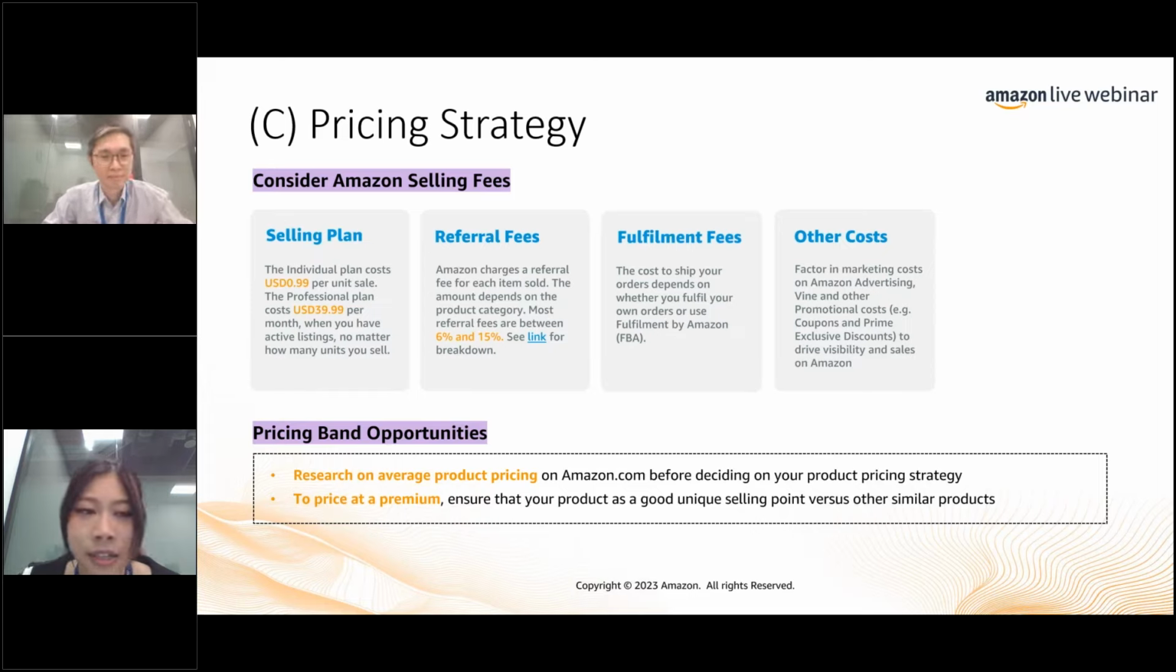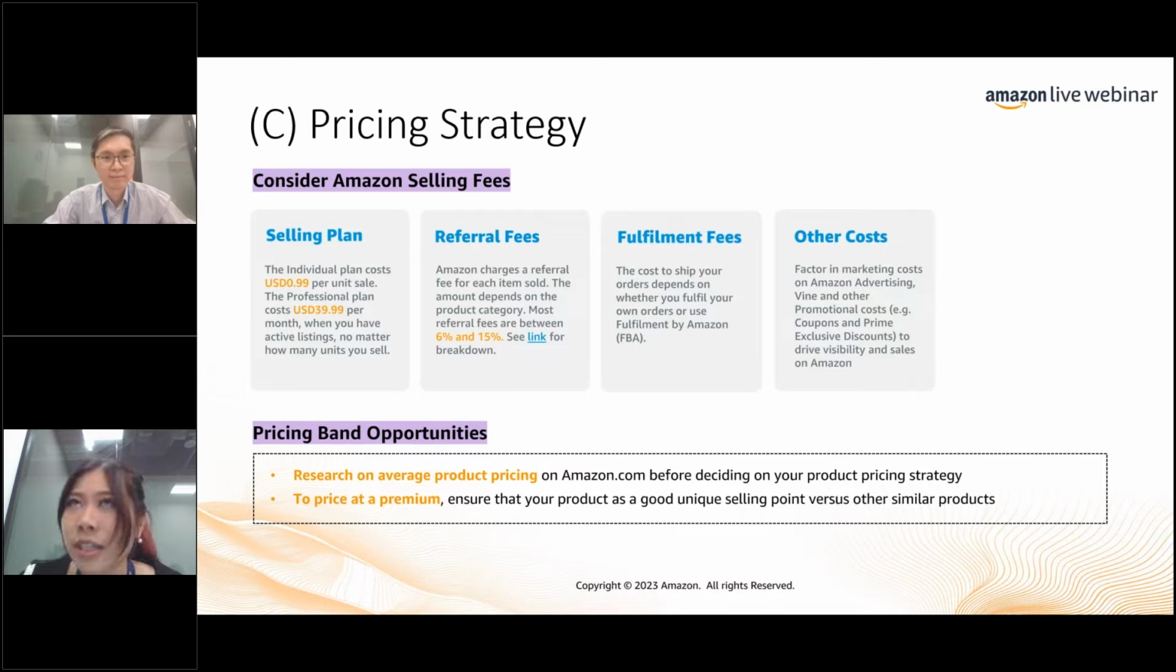So firstly will be the selling plan. There are two different plans. First is the individual plan, which is 99 cents. The other one will be professional plans, which is 39.99. By default, we'll always recommend sellers to go for the professional plan because it gives you way more benefit and access, which you can find in the link later Gina will be sending.